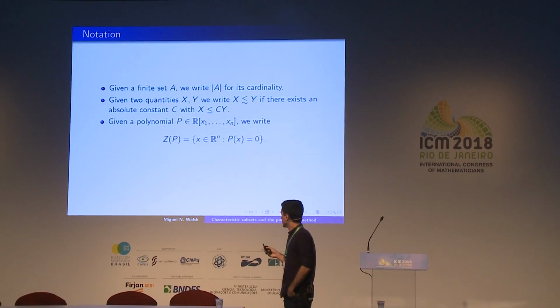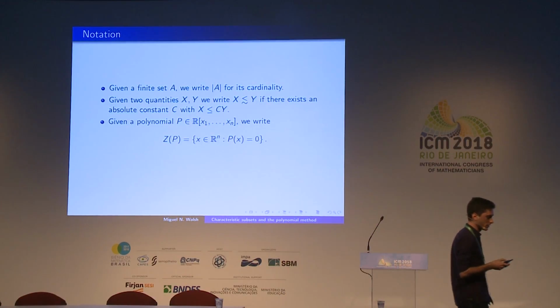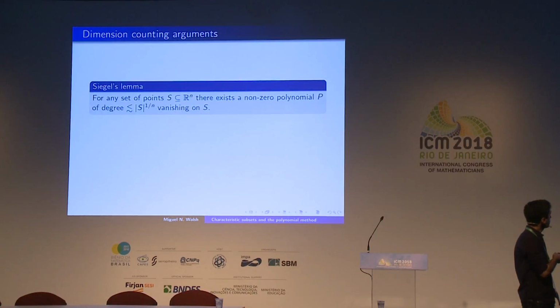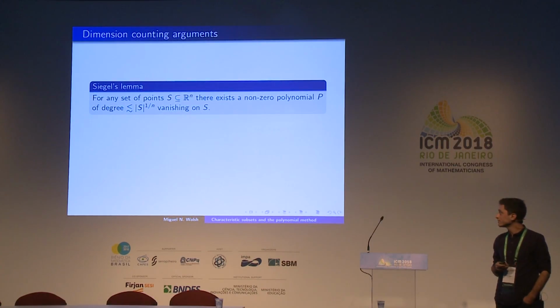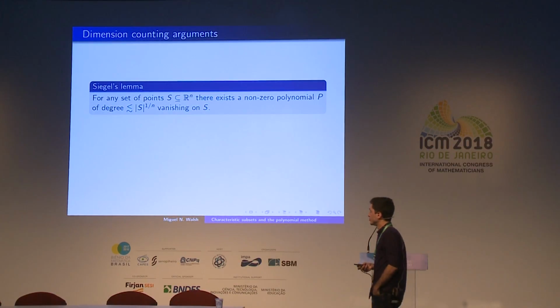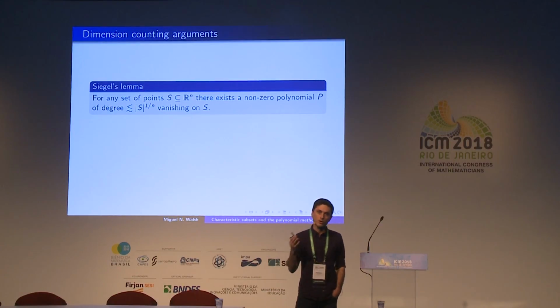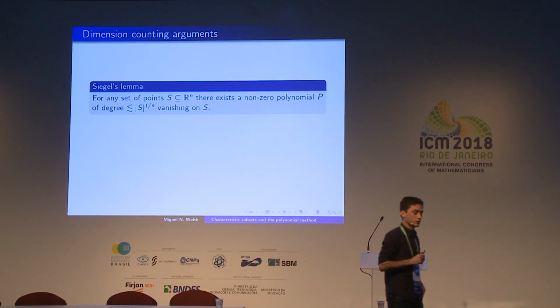And so as I said, the polynomial method has two steps in many of the applications. First, locate a characteristic subset. Second, use a dimension counting argument. The basic example of what I mean by a dimension counting argument is Siegel's lemma, probably the most basic tool in the polynomial method. It just tells you, if you have any set of points, what is the degree that you can guarantee of a polynomial vanishing on this arbitrary set of points.